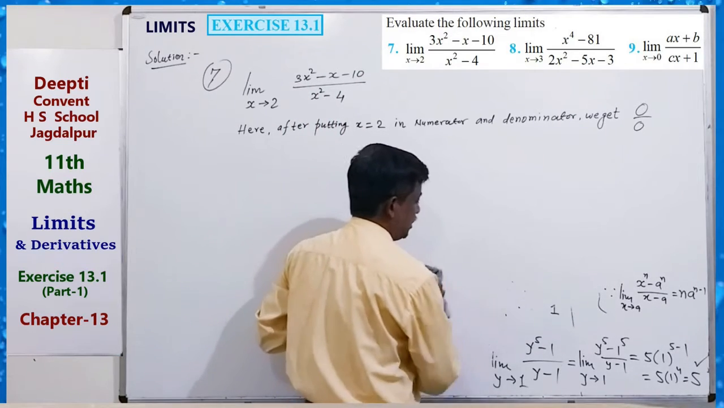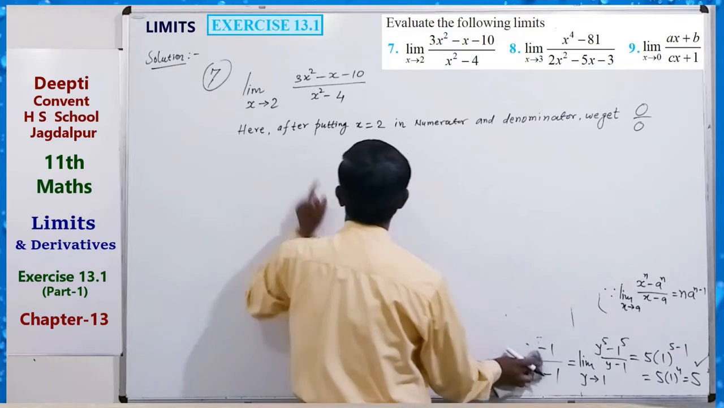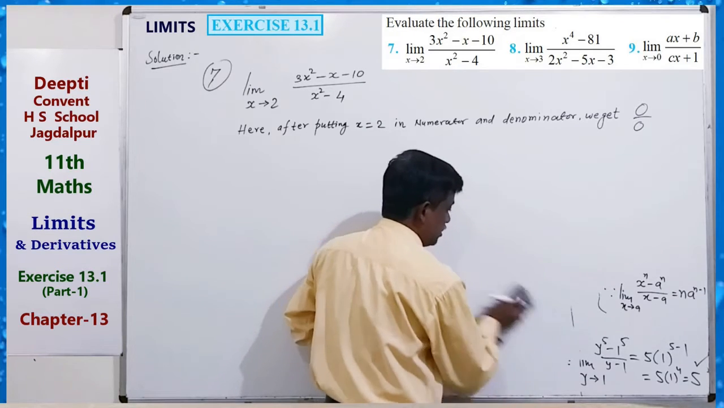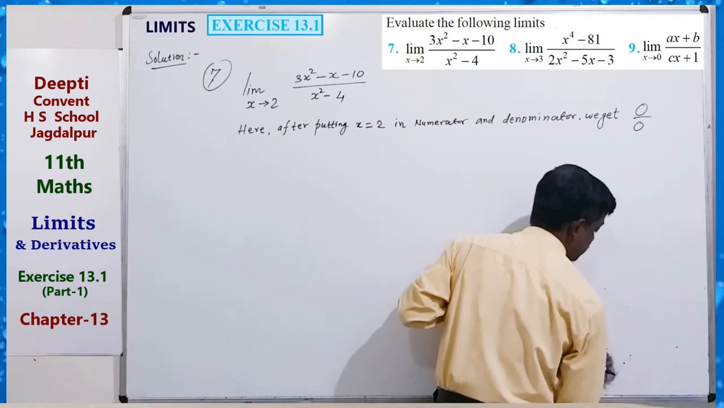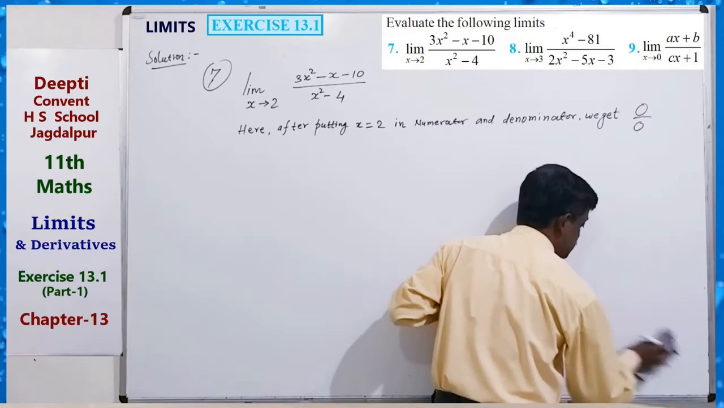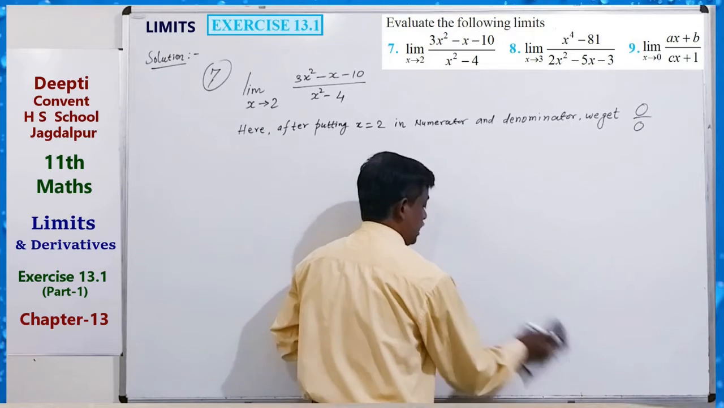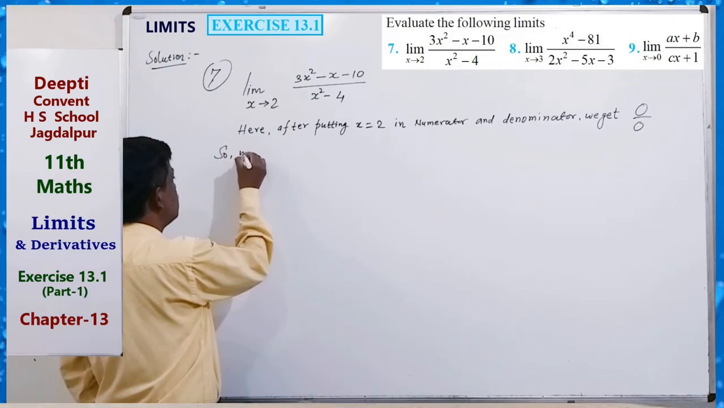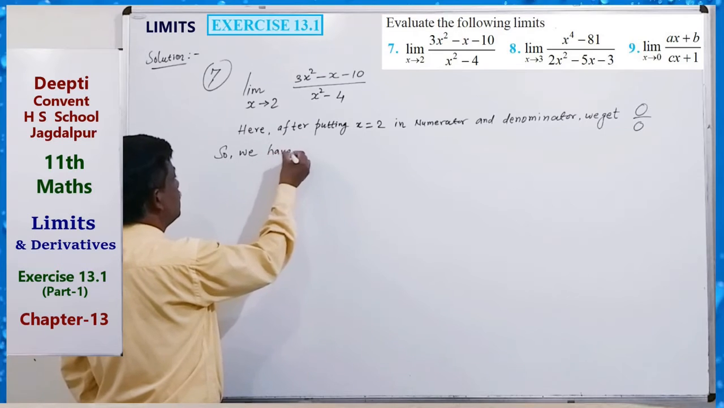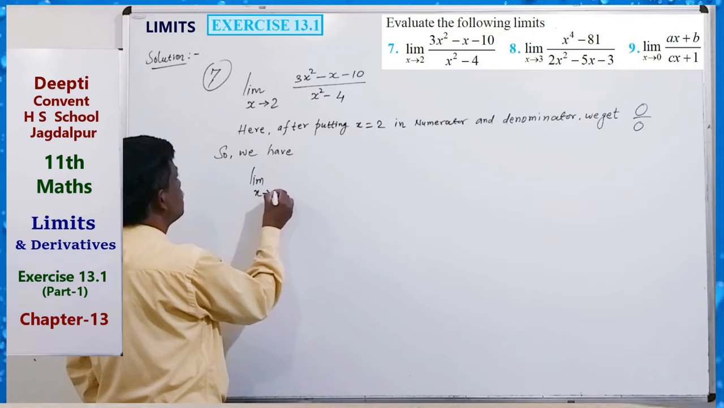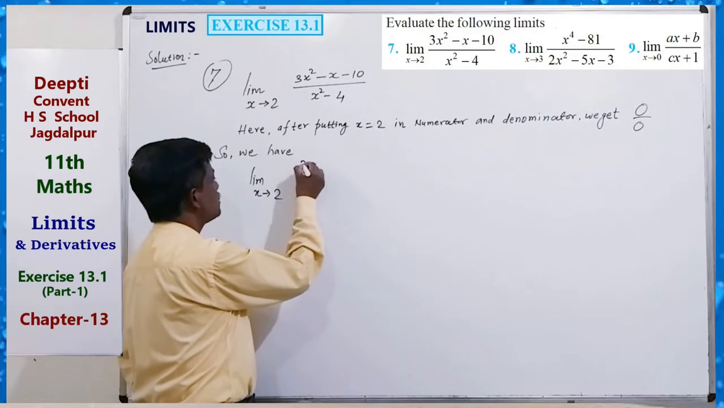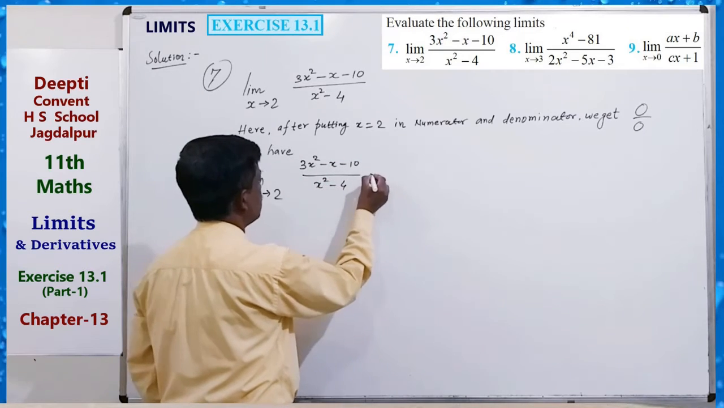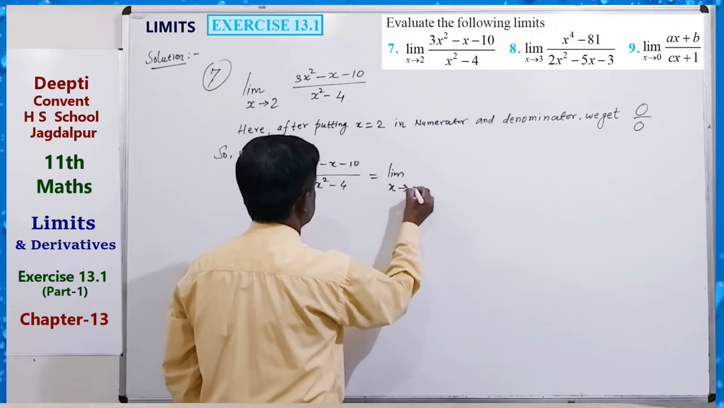So they have some common factor as x minus 2, because 2 is the tending point. After putting 2, we get the value of the polynomial as 0. So x minus 2 will be a factor in numerator and denominator. As x tending to 2, x is not equal to 2, so we can cancel that out. So we have limit x tending to 2 of (3x square minus x minus 10) upon (x square minus 4).